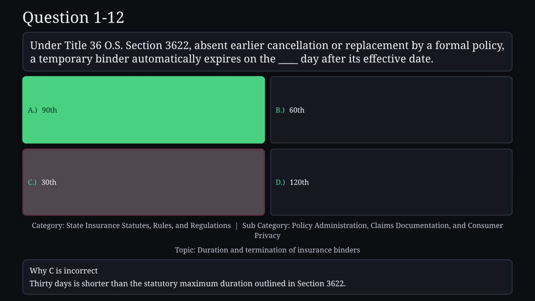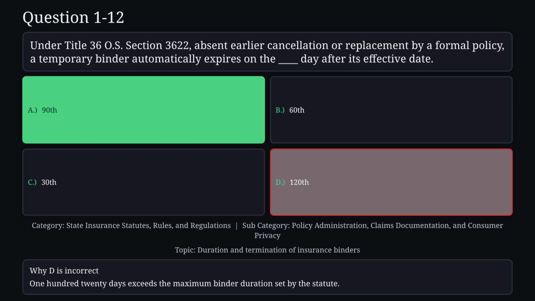60 days does not match the 90-day statutory expiration period. Reason C is not correct. 30 days is shorter than the statutory maximum duration outlined in Section 3622. Reason D is not correct. 120 days exceeds the maximum binder duration set by the statute.